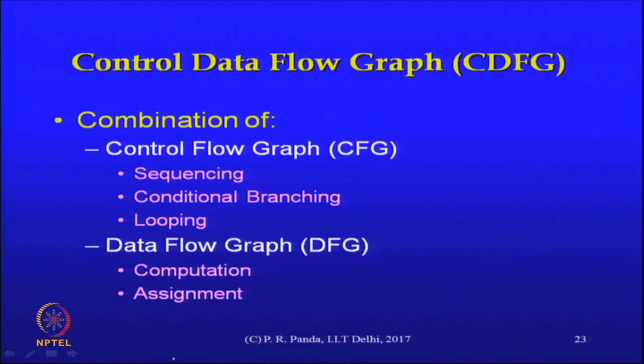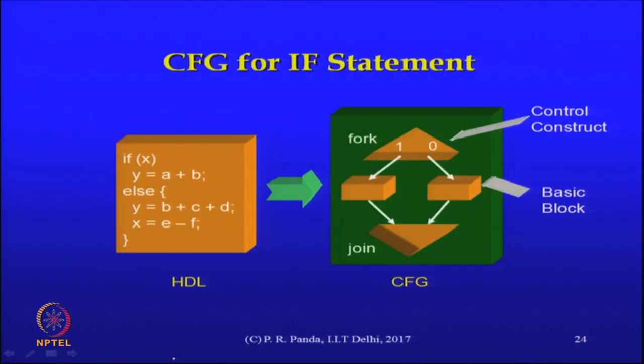So, this is a combination of two things. One is a control flow graph that is responsible for capturing sequencing, conditional branching and looping structures wherever control flow exists in our specification. The data flow graph is somewhat of an orthogonal structure. It captures computation essentially. These are easier to illustrate with an example.